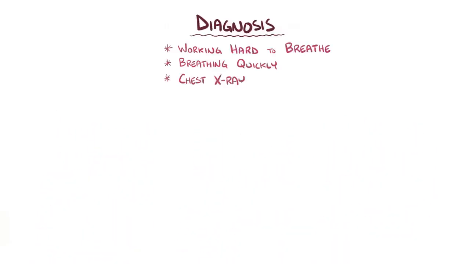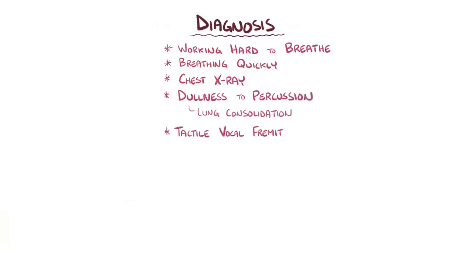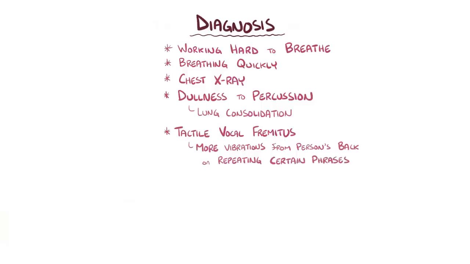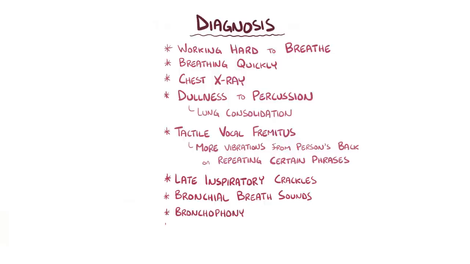Another way to detect lobar pneumonia, though, is to look for dullness to percussion, which suggests that there's lung consolidation. There's also tactile vocal fremitus, which is when you can feel more vibrations from a person's chest or back after they repeat certain phrases. This is because sound travels better through the fluid-filled consolidated tissue than air-filled healthy tissue. Late inspiratory crackles might also be heard, along with bronchial breath sounds, bronchophony, and egophony.